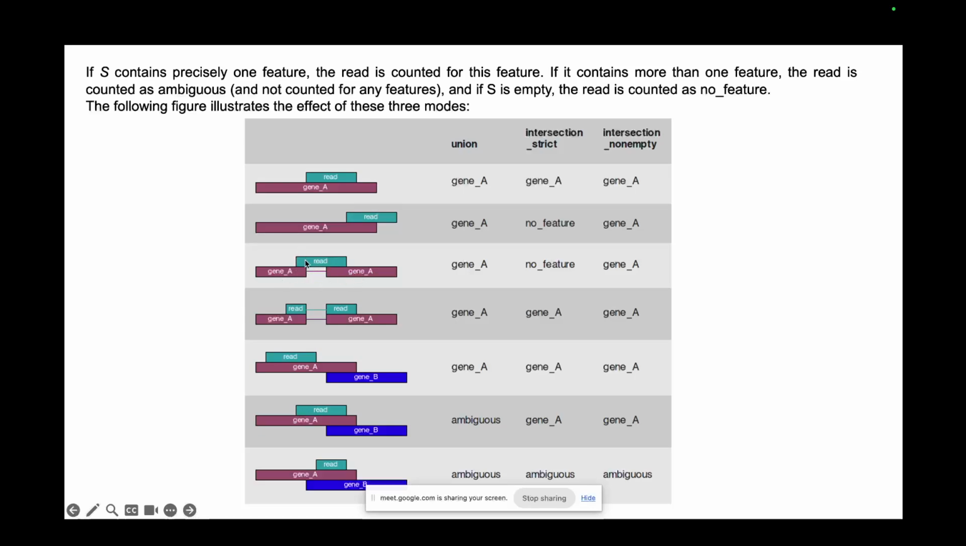Here also it's a similar condition. Half of it maps to one exon, half of it maps to some other exon. So the union will be again gene A, no feature for intersection because it does not wholly match with the particular exon, and non-empty is basically gene A. So you have very different scenarios that can arise due to this alignment. In this case, it is fully ambiguously aligned. You have the read here, which overlaps between gene A and gene B, and you do not know from which gene it actually originated, right? So it is given as ambiguous. It is not quantified in terms of the transcript numbers.